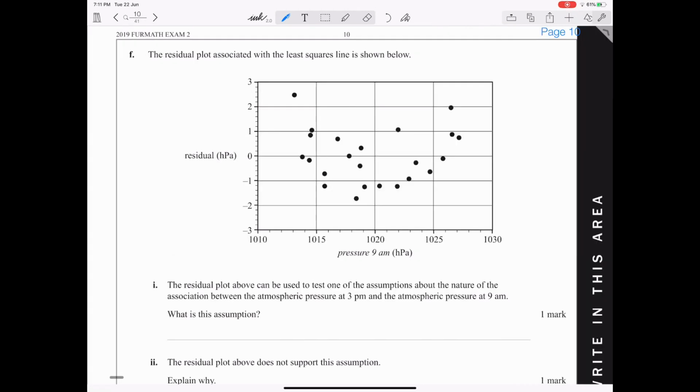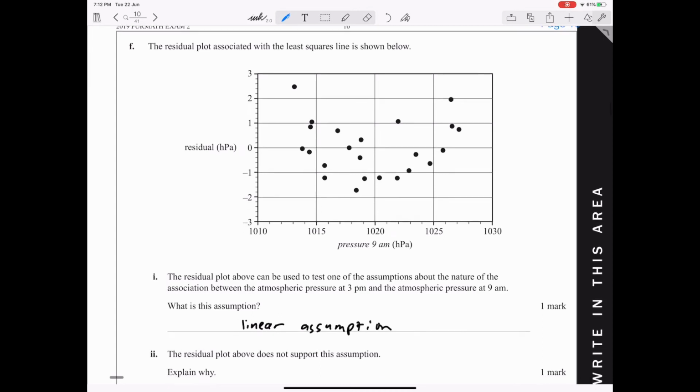5F, the residual plot associated with the least squares line is shown below. The residual plot above can be used to test one of the assumptions about the nature of the association between atmospheric pressure at 3 p.m. and the atmospheric pressure at 9 a.m. What is this assumption? So you should know that residual plots are used to determine whether the association between two variables is linear or nonlinear. So basically, it's just a linear assumption. We are trying to determine whether there is a linear assumption between two variables.